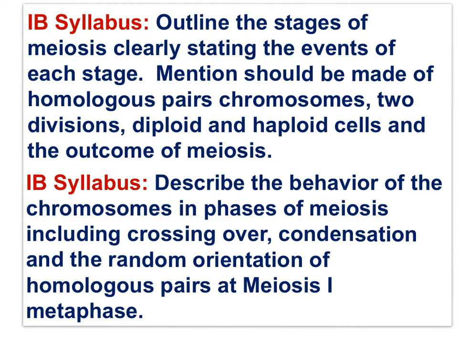To understand both crossover and independent assortment, seen here as the random orientation of homologous pairs, you must focus on the pairing of homologs in prophase of meiosis I and their arrangement at the cell equator during metaphase of meiosis I. This movie will review the stages of meiosis, then dig into crossing over and independent assortment.